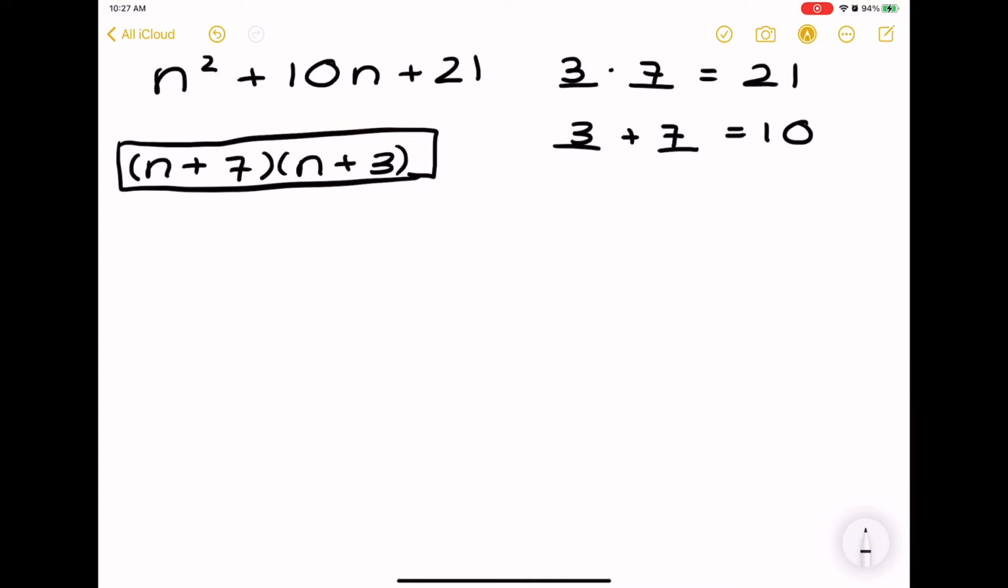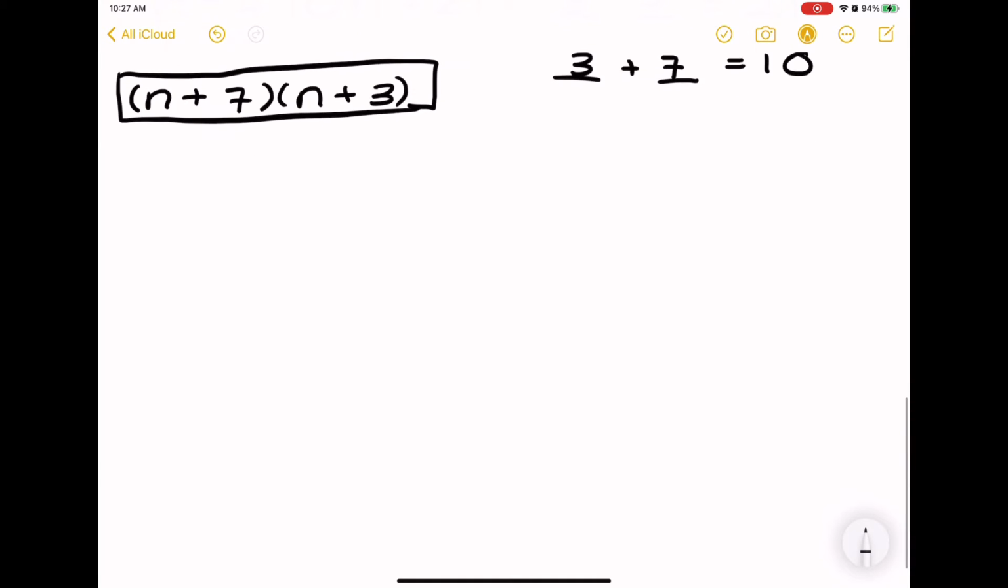And yes, you'll have to go through a bunch of different possibilities, especially if the number is a big number like 72 with multiple different kinds of factors. However, when you find it, you'll be able to know by testing it out with FOIL. Now let's do another one: a squared plus 20a plus 36.